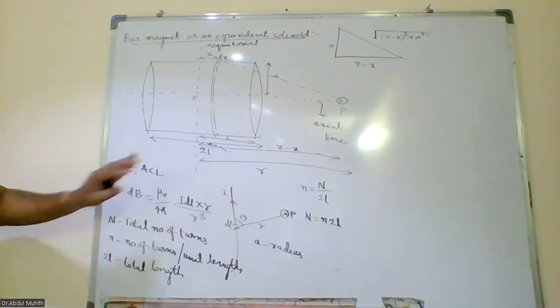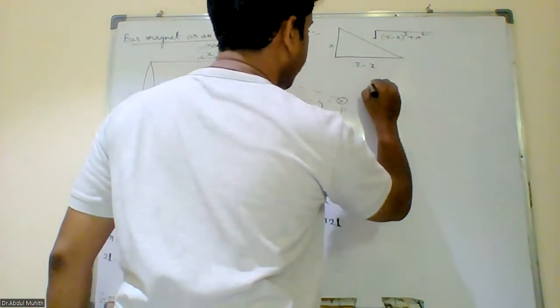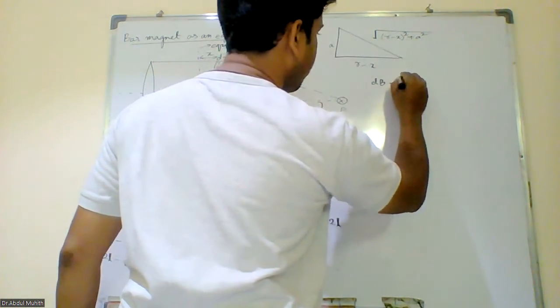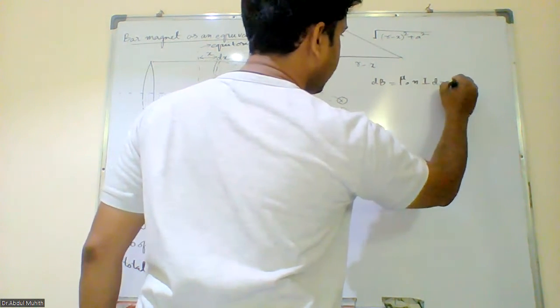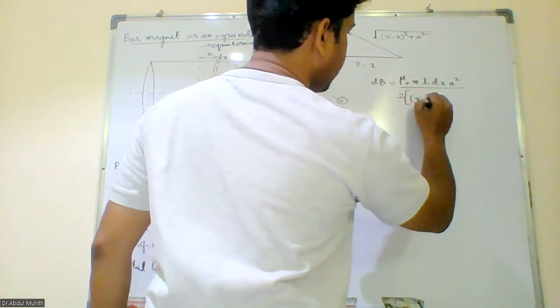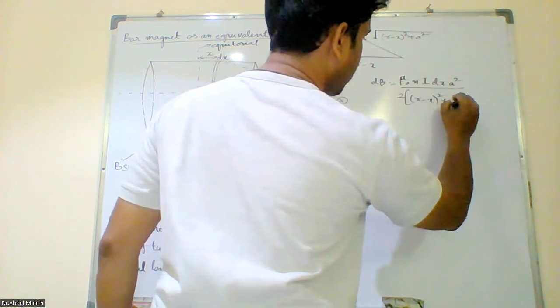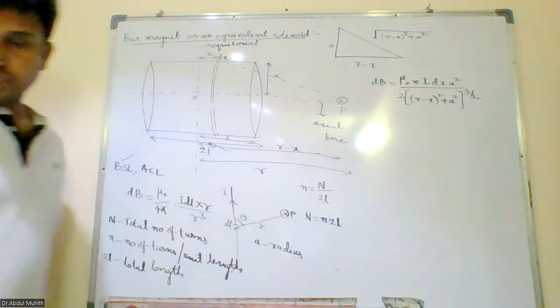So we'll just substitute in the formula. What is dB? dB is equal to mu 0 n I dx a square divided by 2 into (R minus x) whole square plus a square, whole to the power of 3 by 2. Yes, this is the value.